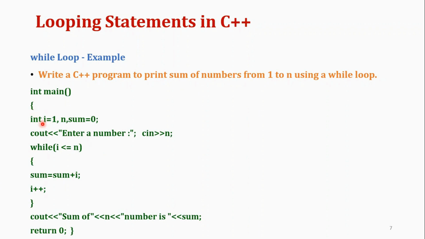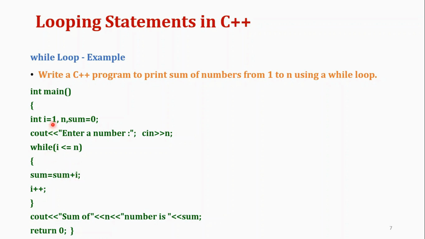I initialized i as 1, and n is the upper limit, and sum is initialized to 0 because every time I will be adding to the old sum. And I get the number from the terminal, so cin n, n is read from the terminal. As long as i is less than or equal to n, I keep adding to the old sum. So sum will be added every time, right? Sum will be added with the old sum.